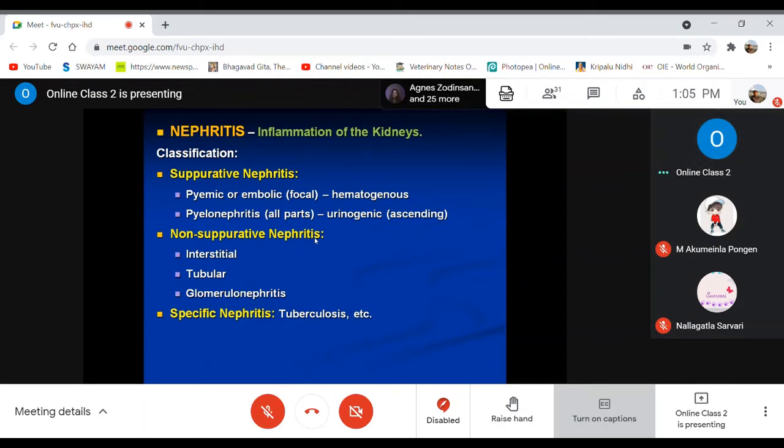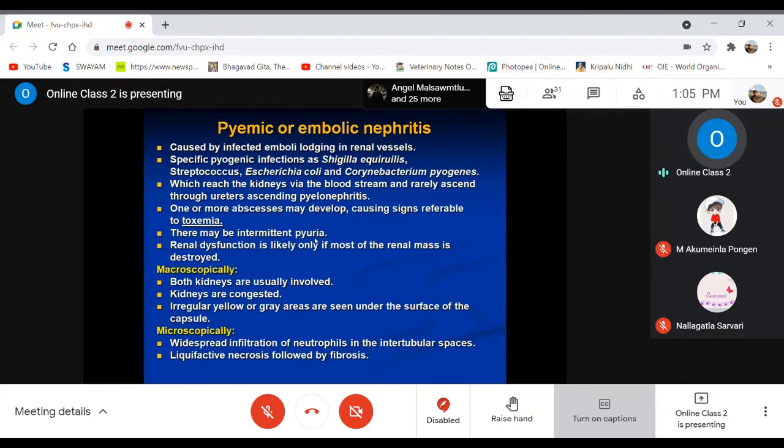Okay. So now I'm giving some details about the different types. Pyemic or embolic nephritis, as I have already mentioned, occurs when the organisms gain entry through the renal vessels and cause specific pyogenic infections at some particular point of the kidney, with organisms like Streptococcus, Escherichia coli, Corynebacterium pyogenes and so on.